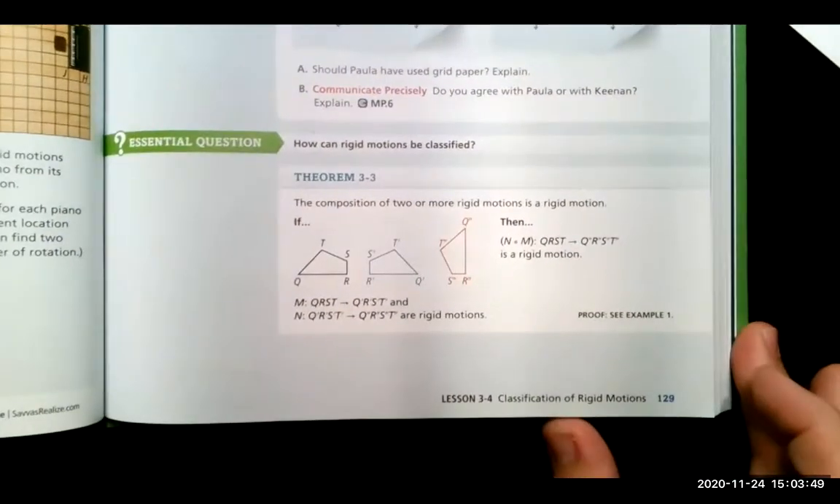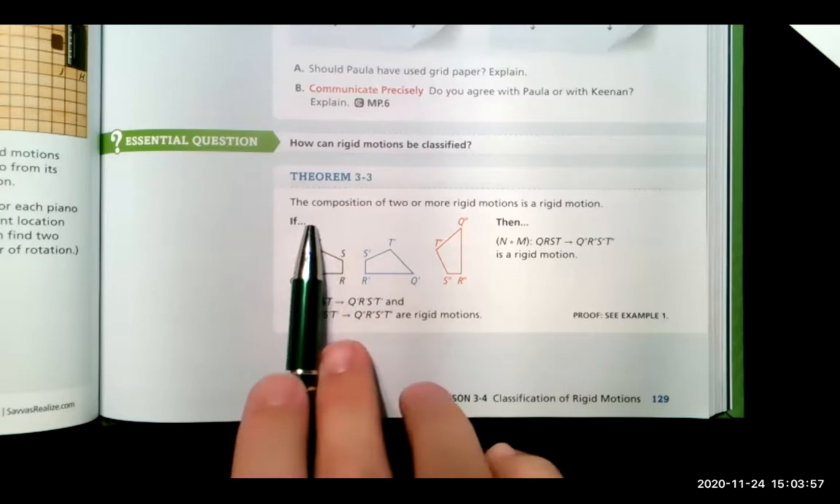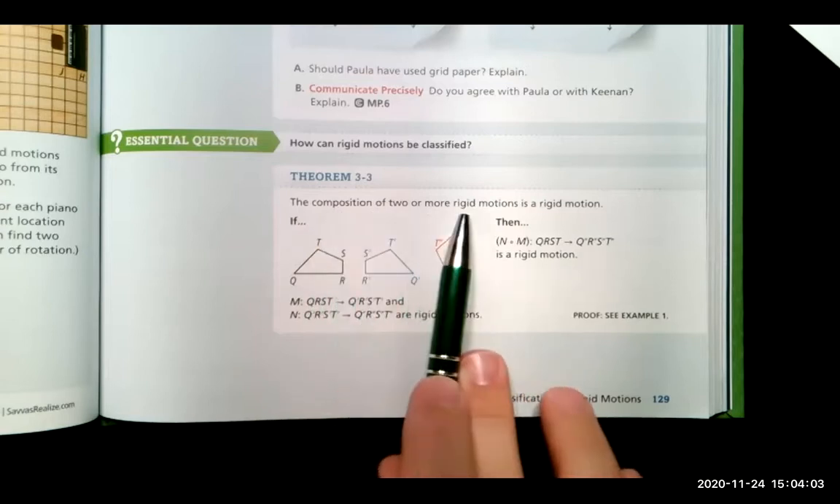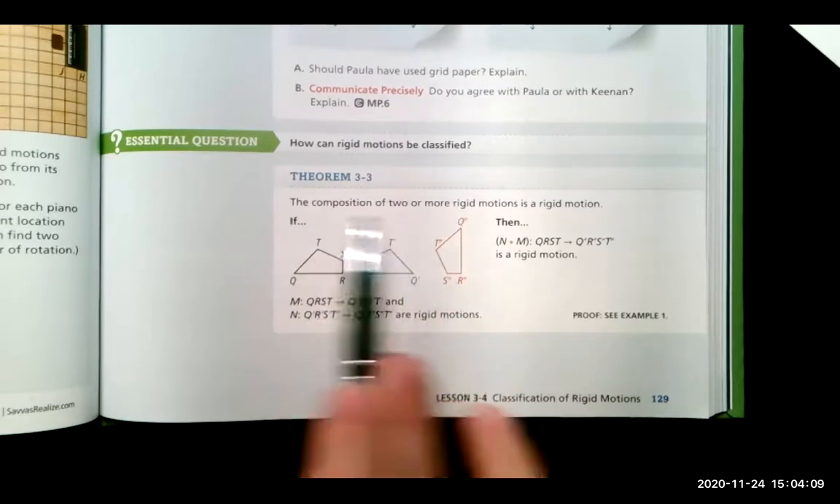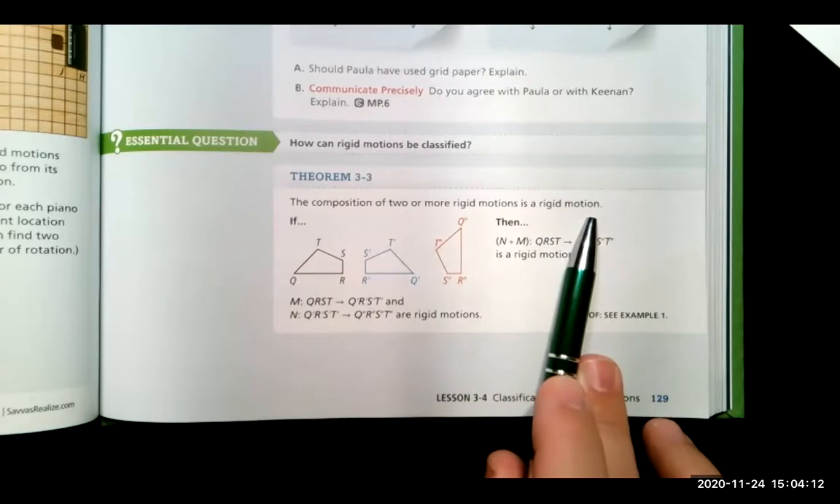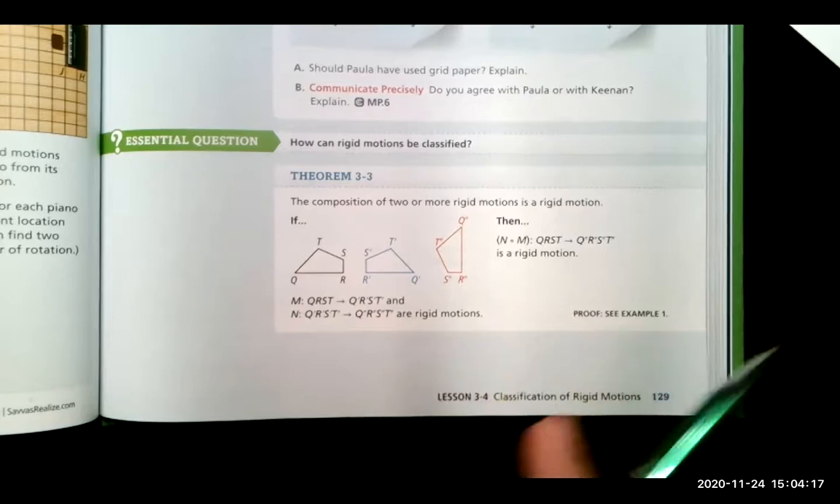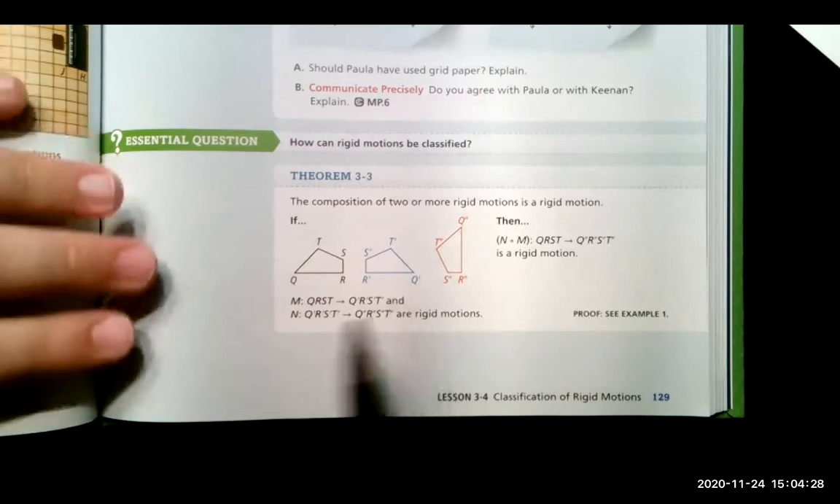Let's look, they're kicking it off with a theorem. And remember, theorems are just kind of like rules that apply when you're dealing with this thing, right? So the first theorem, the composition of two or more rigid motions. If you do 2 rigid motions, 3 rigid motions, 4 rigid motions, that's what that's talking about. So if you start off with a rigid motion, you do a second rigid motion, you do a third rigid motion, and all 3 of those transformations are rigid motions, then overall the thing is a rigid motion. Okay? And they're trying to emphasize that here.